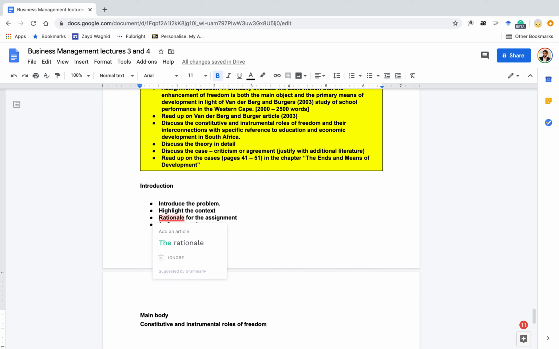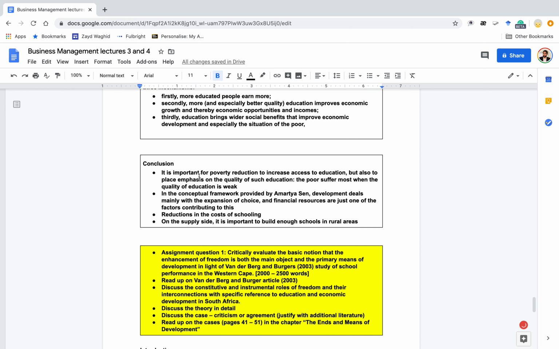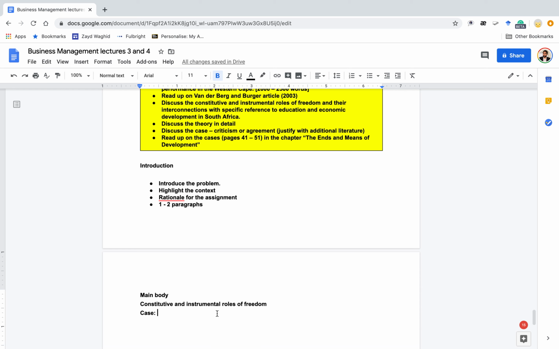So the case would be based on the article that you are required to read. So let's say a case on the academic performance of schools in the Western Cape. So that's now a very important part of the main body.